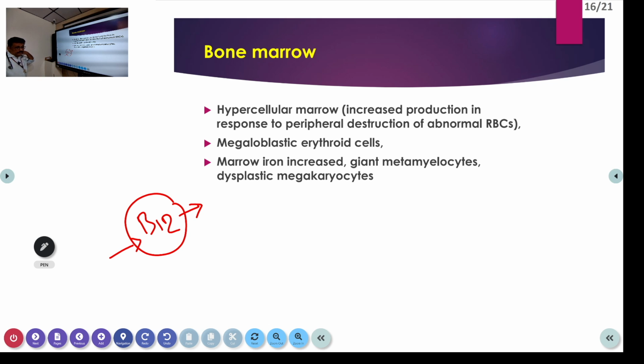The RBC production index, you can see it is increasing. So routinely we don't do bone marrow, but if you are doing it, you can see the increased production in response to peripheral destruction of RBC. That will be seen. Megaloblastic erythroid cells, larger cells, marrow iron is increased because it is not due to iron deficiency anemia. Giant metamyelocytes, dysplastic megakaryocytes, all these things can be seen, but normally we don't do it.